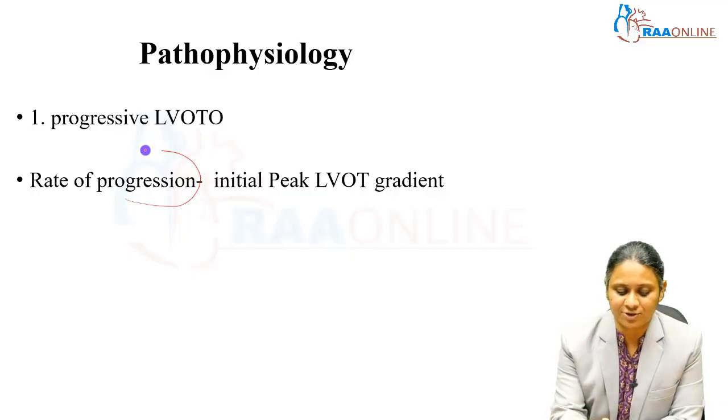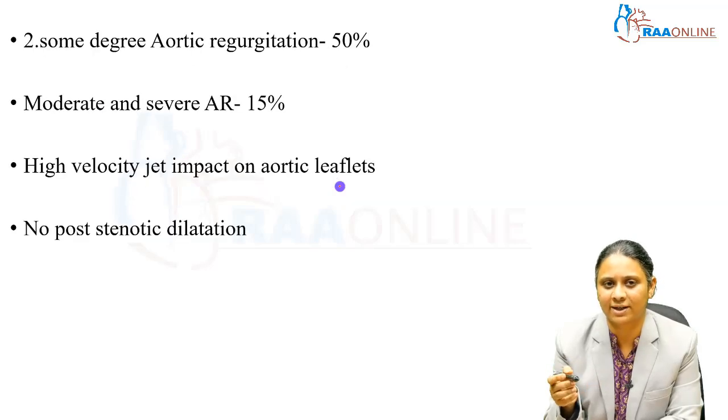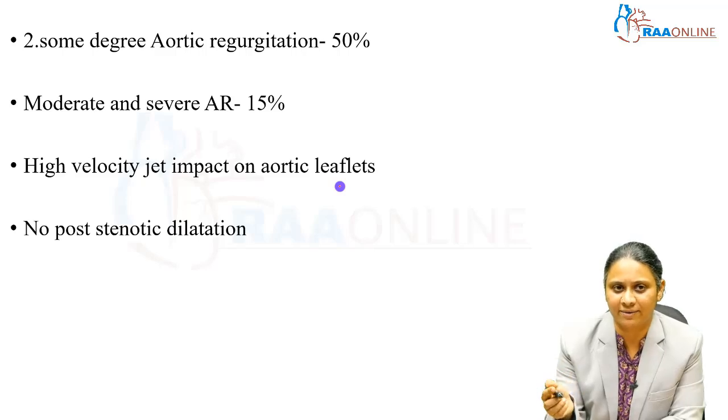So the risk of progression, or the rapidity of progression, depends upon the initial peak LV outflow tract gradient. Anything more than 10 millimeters of mercury progresses very rapidly. So it is like LV outflow tract obstruction begets LV outflow tract obstruction, like MR begets MR or AF begets AF.